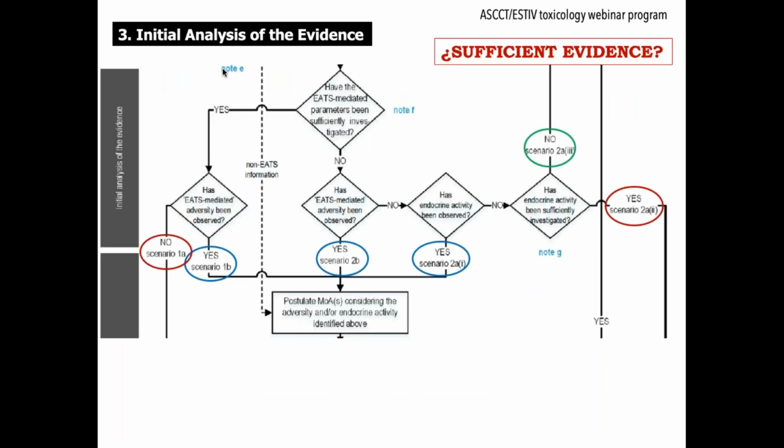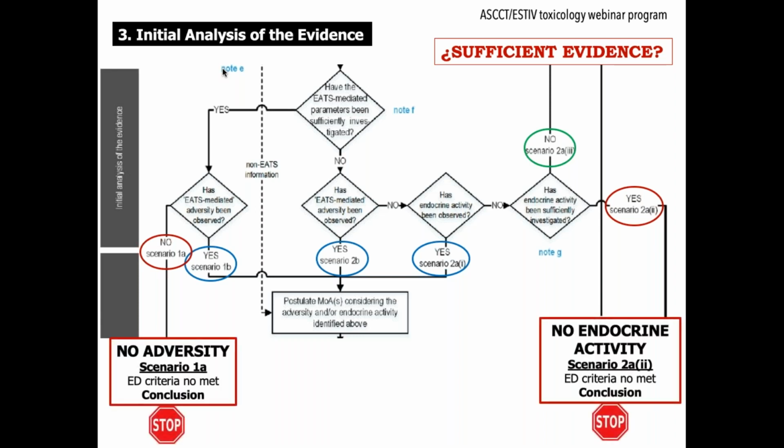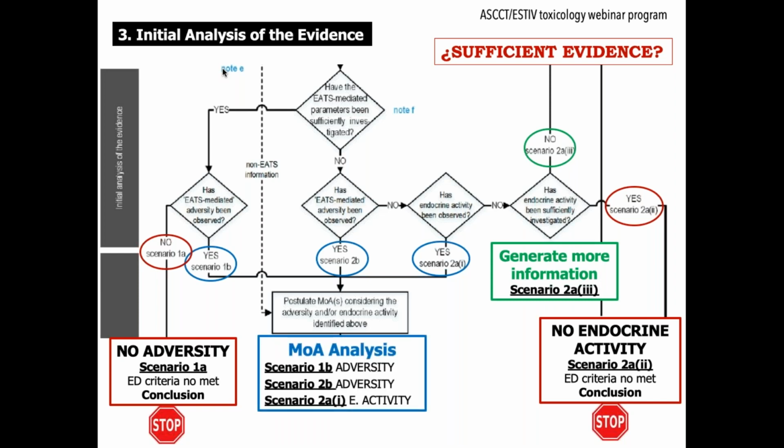And the guidance describes six scenarios. Two of them lead to stopping the assessment if its mediated adversity or endocrine activity has not been observed. One scenario leads to generating further data, and then 3 of the 6 scenarios lead to continuing with the next step, which is the mode of action analysis.